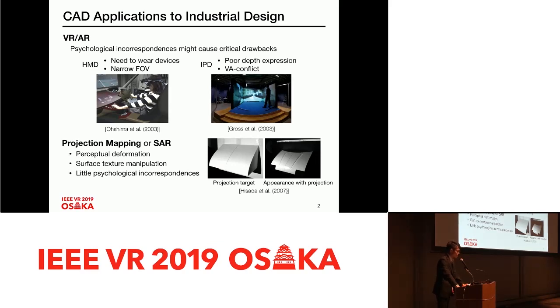Hence, we employed projection mapping, or SAR technology, for industrial design. By projecting depth cues such as perspective or shading, it realizes perceptual deformation, where the user perceives deformation without any physical changes to the mockup projection target. It also alters the surface properties with texture mapping, as you can see in the bottom right figure. And because the shapes of the projection target and the virtual object are very close, projection mapping doesn't suffer from the VA conflict as much as HMD or IPD.